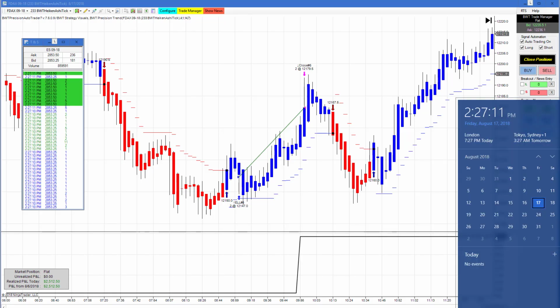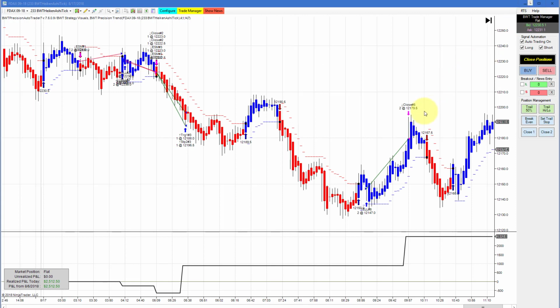Hello everyone, today is Friday, August 17th. It's 2:27 p.m. Eastern Standard Time, about an hour and a half before the regular session close. On my right is my computer clock. On my left is the time and sales, the E-mini S&P, currently trading at 2853.50.